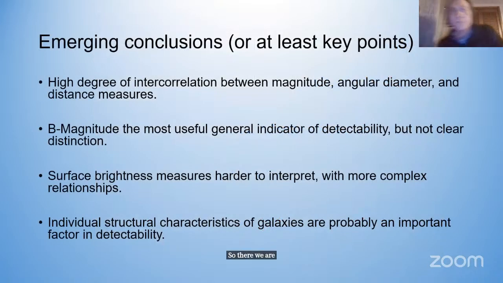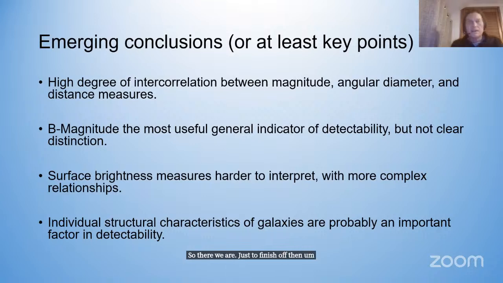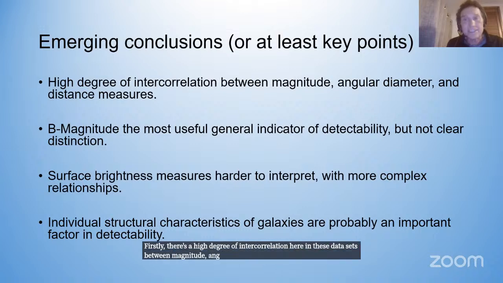Just to finish off then, I'll suggest some emerging conclusions, or at least key points from all this. Firstly, there's a high degree of intercorrelation here in these data sets between magnitude, angular diameter, and distance, as you'd expect, really.